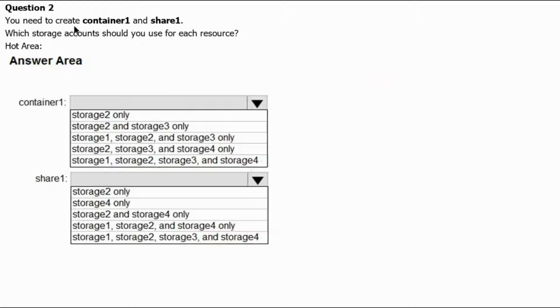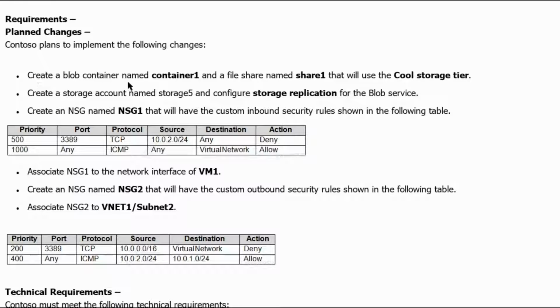Question 2. You need to create container 1 and share 1. Which storage account should you use for each resource? Let's see the requirement in case study. Requirement is create a blob container named container1 and file share named share1 that will use the cool storage tier. So we have to choose the account kind which support cool storage tier. For that, let's go to Microsoft documentation and understand which account kinds are supporting cool storage tier.